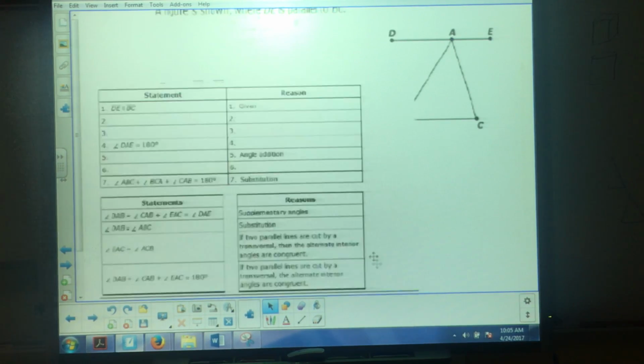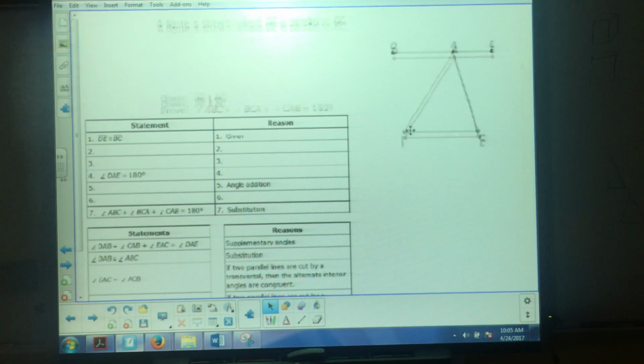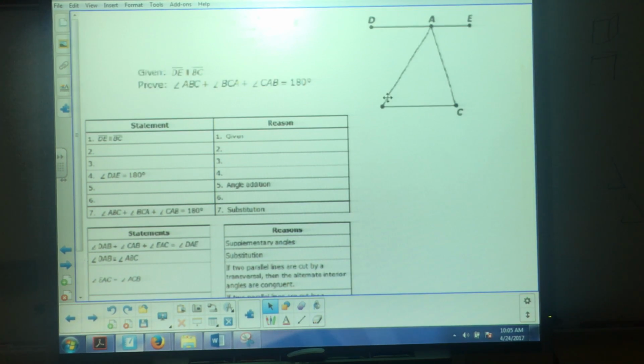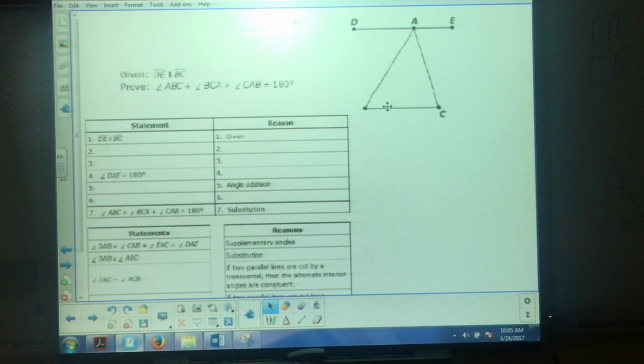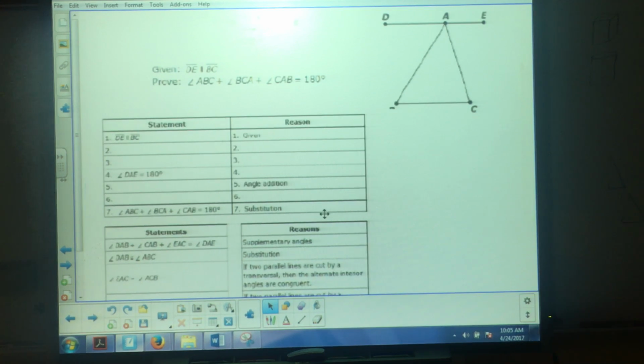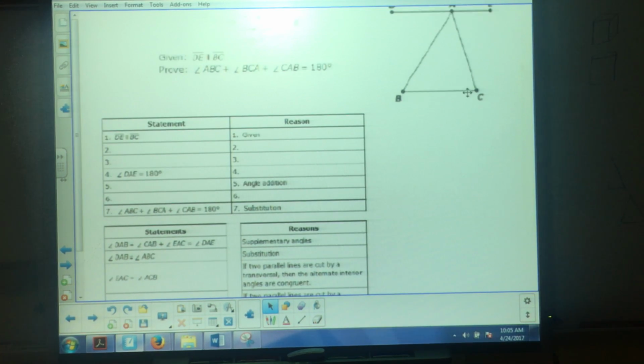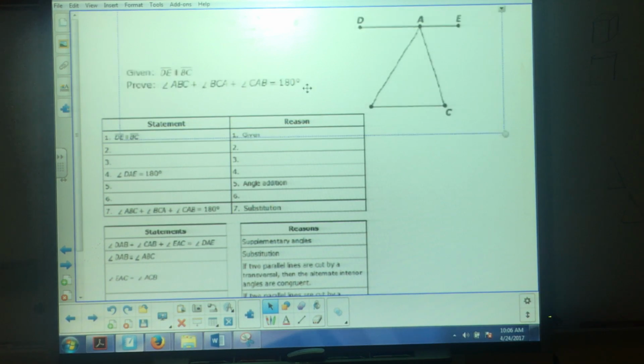All right, listen up. It starts off saying that this is parallel to this. Easy. Our ultimate goal is to prove that this plus this is equal to 180 degrees. Your first line is always what they give you. Your last line is always what you're trying to prove. You guys know that by now.